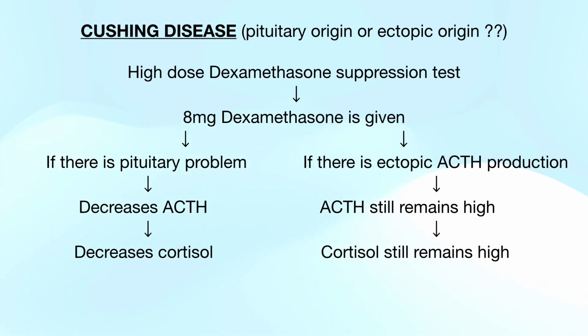High-dose dexamethasone suppression test is used to know whether Cushing's disease is of pituitary origin or ectopic origin. In this test, 8 mg dexamethasone is given. If the cortisol level falls, it indicates the problem is in pituitary. If the cortisol level still remains high, it indicates there is ectopic ACTH production.